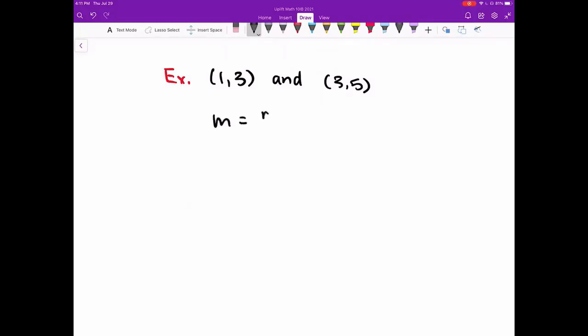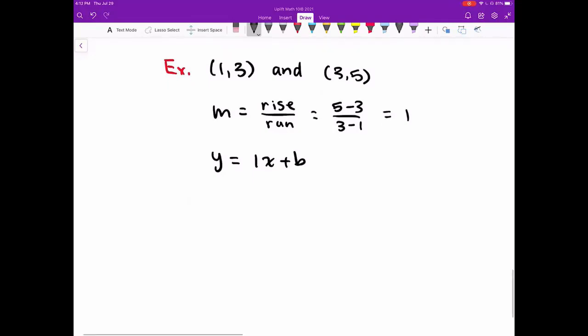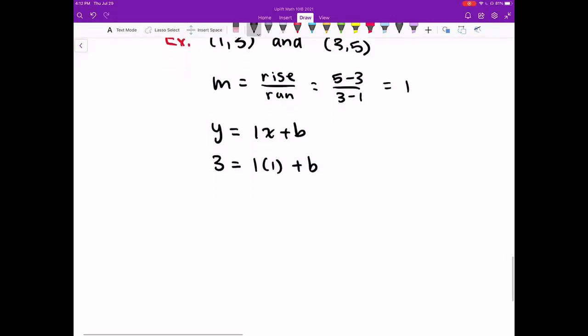Okay, so the first thing that we do is to find the slope, and it's rise over run. So we do 5 minus 3 divided by 3 minus 1. And what we find is 1, which is pretty nice. And then we just substitute it back into y equals mx plus b, and we just get y equals x plus b. And then we can just pick a random point, for example, 1, 3, and we put 3 as y and 1 as x. And then we find that b is equal to 2. And then we could just put it all back into the y equals mx plus b formula, and we just get the equation.